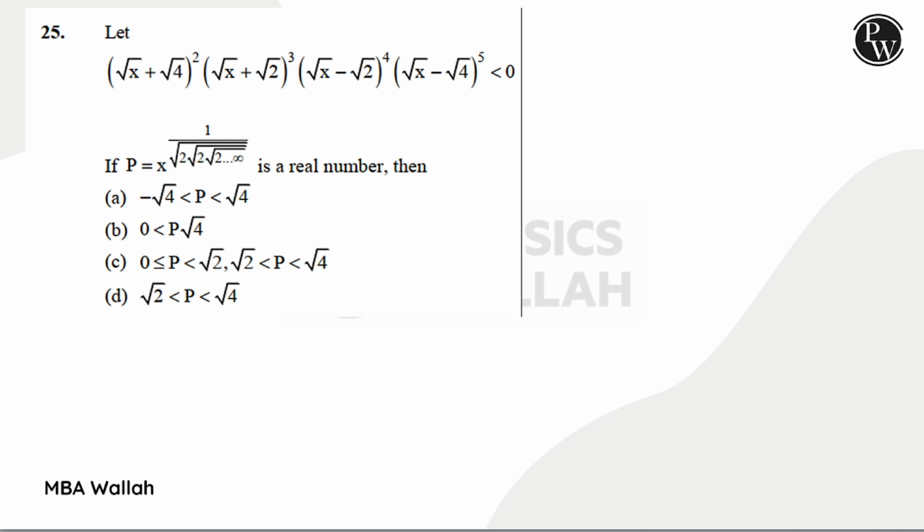Now let's look into this question. In this question we are told that this expression is less than 0 and there is another p that is given as p equals 1 by root of x multiplied by 2. It's a typical infinite expression. This is a real number and then we have to predict which of the following values of p will satisfy the question. Okay, so let's try to do that.